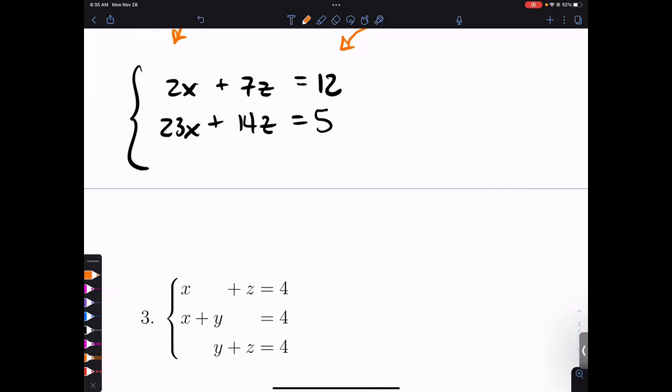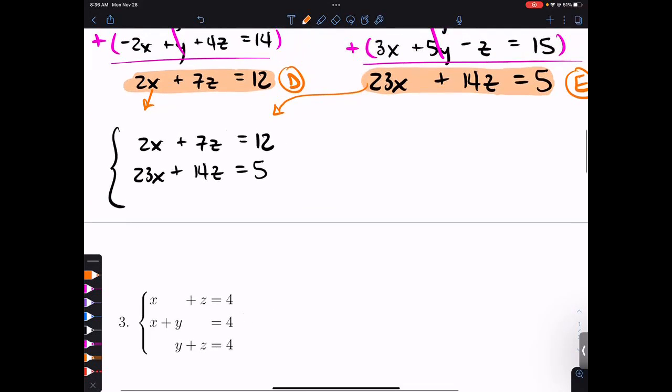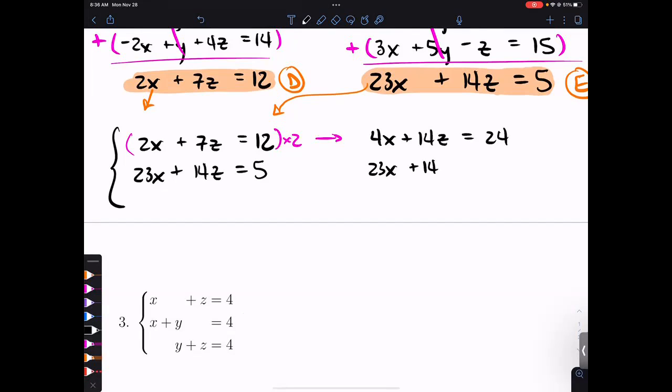So 2x plus 7z equals 12. 23x plus 14z equals 5. What do you see? What do you want to do? Eliminate z. How? Take the first one and multiply by 2 to turn this 7z into 14z. Right? Get those to line up. So 4x, 14z, 24. 23x, 14z, and 5. If we're trying to eliminate z, we would need to subtract.